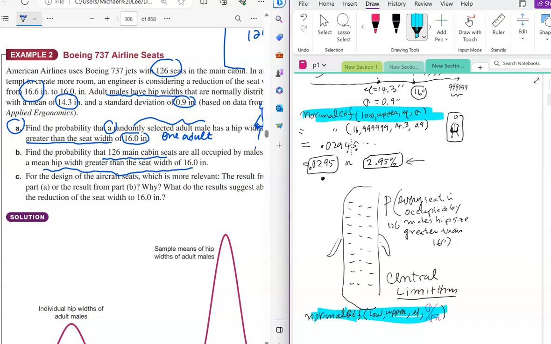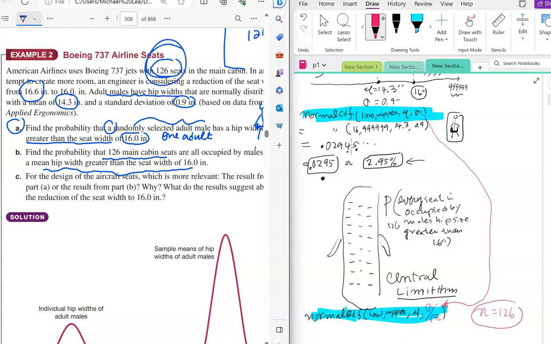What is the difference? They're all the same, except what? This sigma will change to what? Sigma divided by square root of n. n is the number of samples in this case. n equals 126.